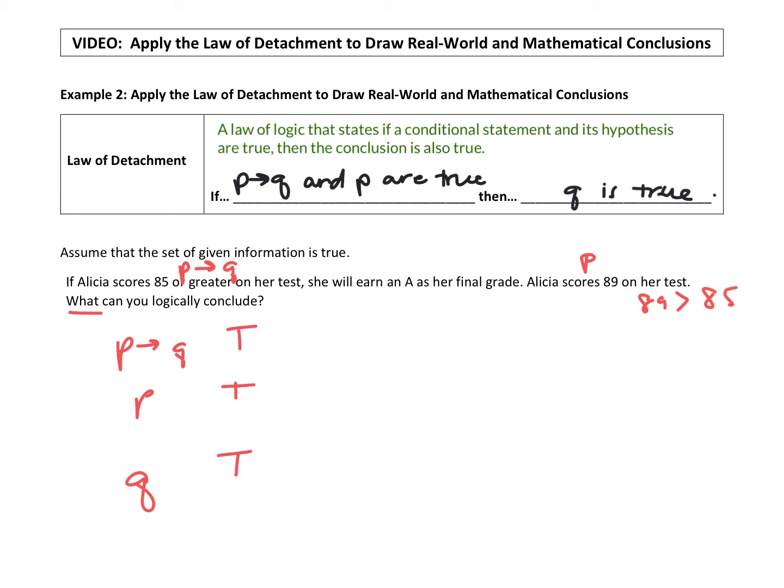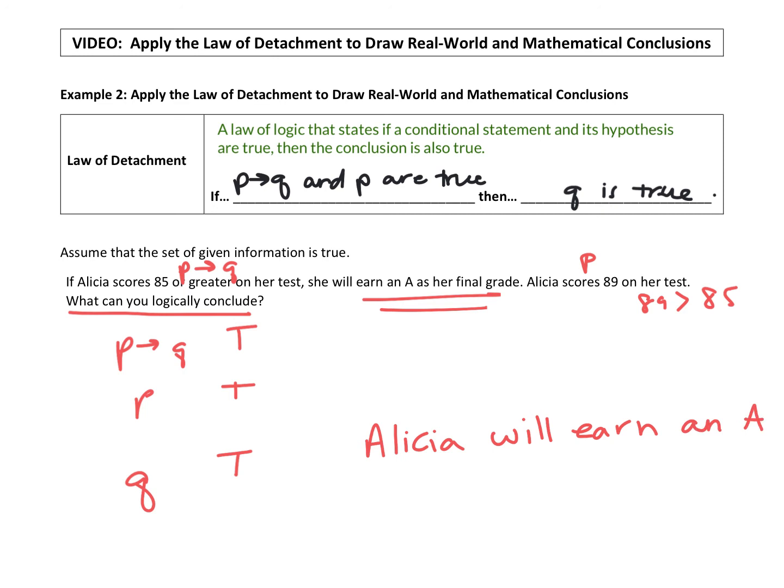So what can you logically conclude? Here is our conclusion right here. She will earn an A as her final grade. So we are concluding Alicia will earn an A as her final grade. So again, law of detachment: if the conditional and the hypothesis are true, then the conclusion is also true.